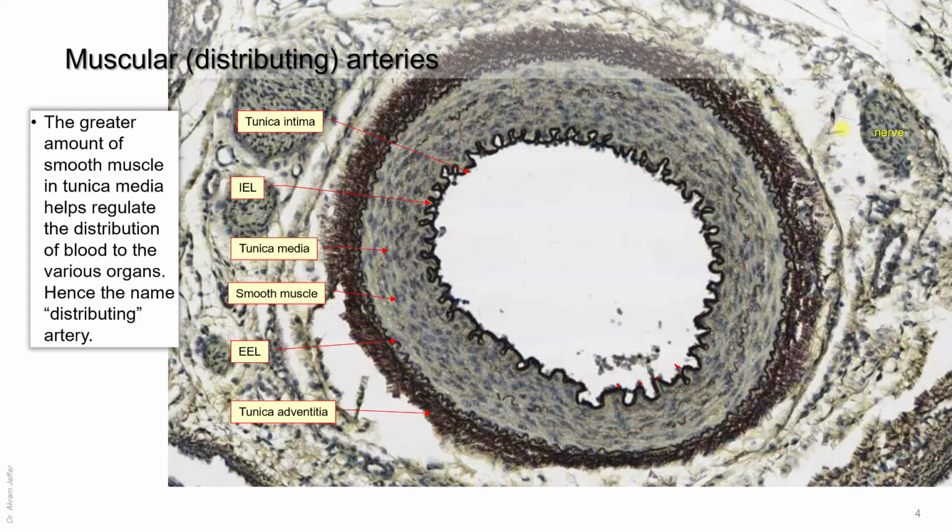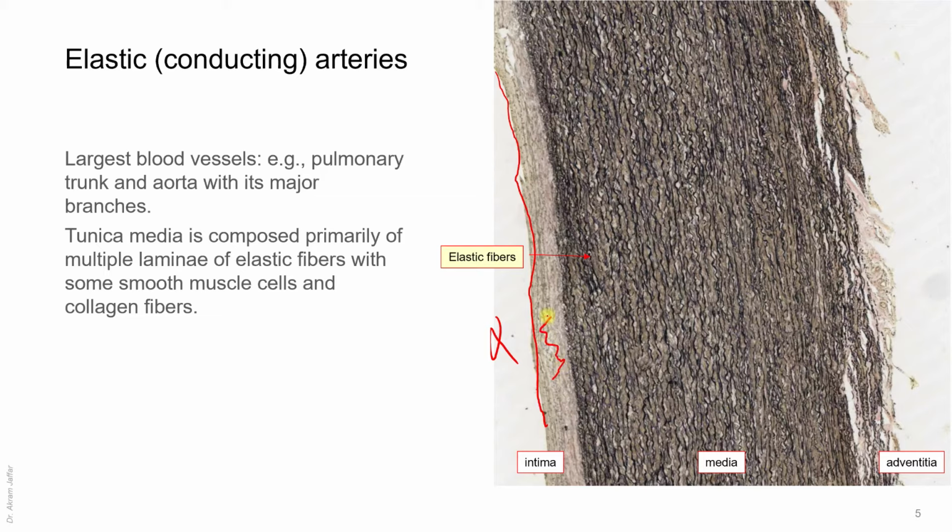And here is where the endothelial cells are located, and they lie on a subendothelial connective tissue of the tunica intima. And then you can see that the tunica media is all formed of multiple laminae of elastic fibers. So you cannot distinguish an internal elastic lamina and an external elastic lamina. They are all elastic laminae throughout the whole thickness of the tunica media. And then there is the tunica adventitia.